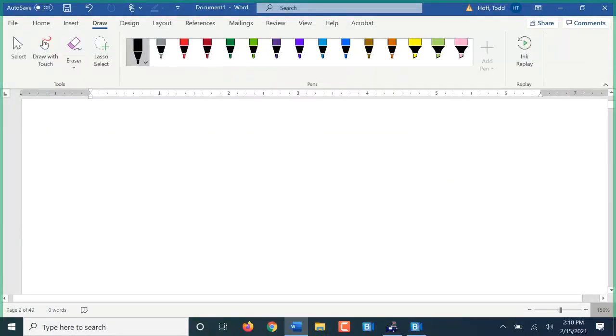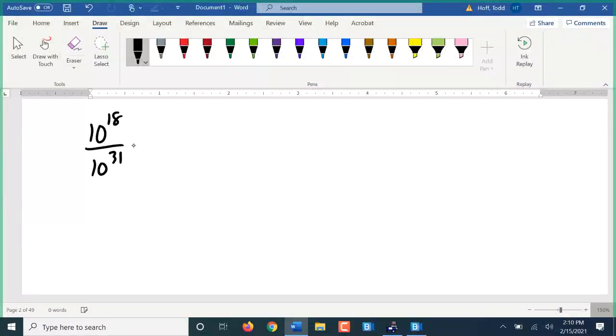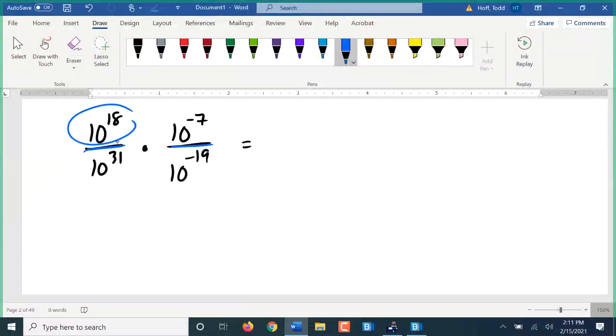Let's combine some division and multiplication together. Let's do 10 to the 18th divided by 10 to the 31st, times 10 to the negative 7th divided by 10 to the negative 19th, and see what we get. Order of operations here is a little fuzzy. Remember, the fraction bar in each of these is an enclosing symbol. So we have to do everything on top of the fraction bar, then everything on the bottom of the fraction bar before we divide.